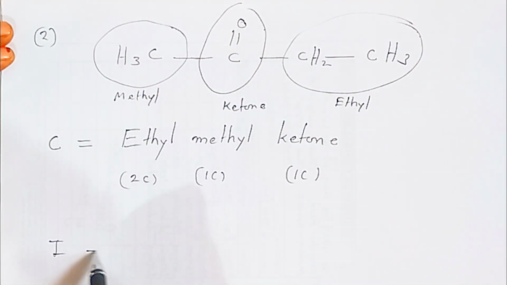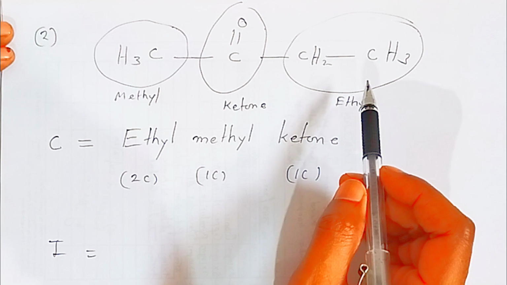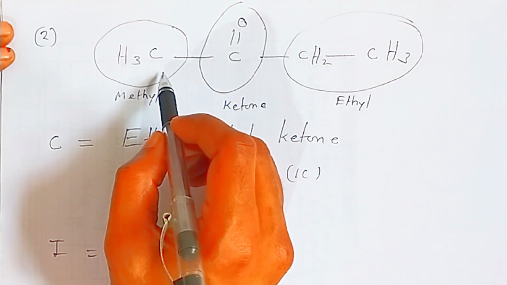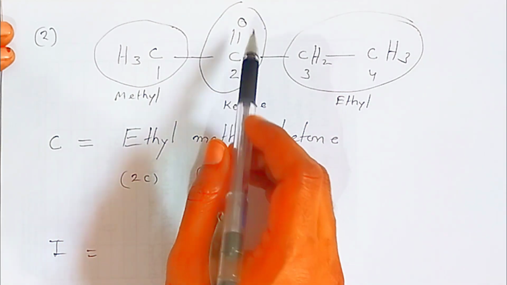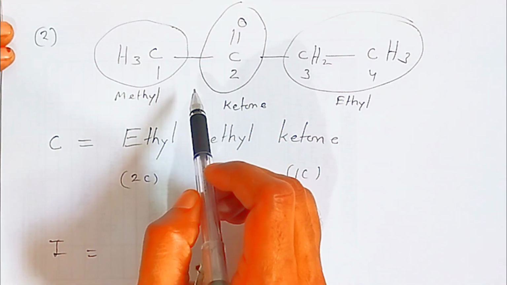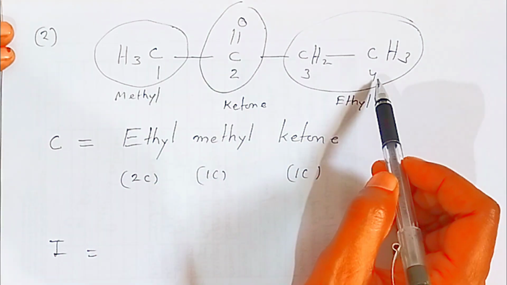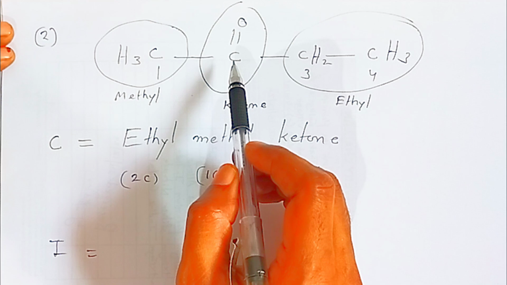Understanding students? Now how are you going to name it in the IUPAC system? For that you have to start the numbering. When you start the numbering, your ketone group should come to the lower number. So if you start numbering from this side, 1, 2, 3 and 4, at carbon number 2 you have this oxygen group. So what will be the name of this compound? Since the longest chain is butane, at carbon number 2 you have the carbonyl group. So what will be the name?